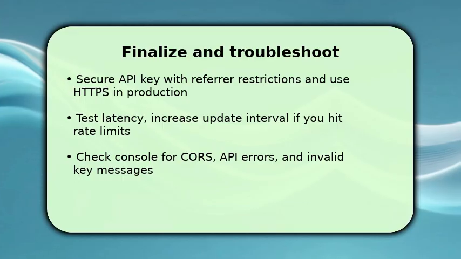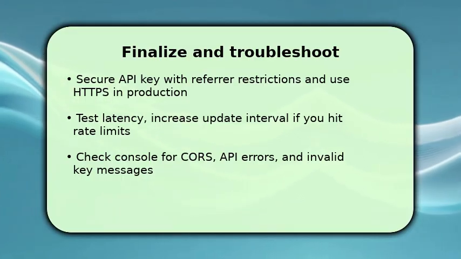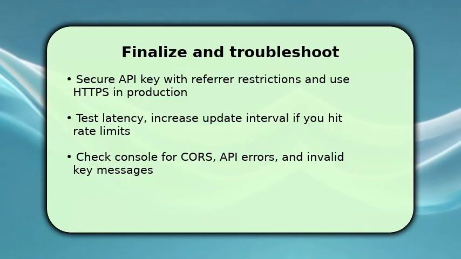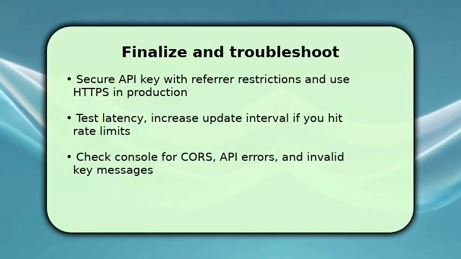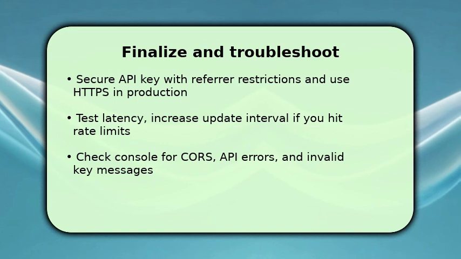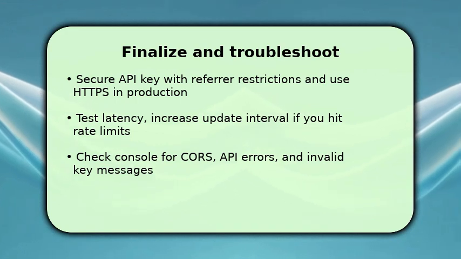If something breaks, inspect the browser console for CORS or API error messages and verify the key is valid. Restart the Flask service and simulate a known coordinate to confirm the full pipeline.